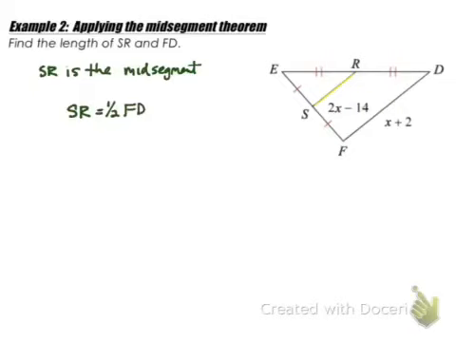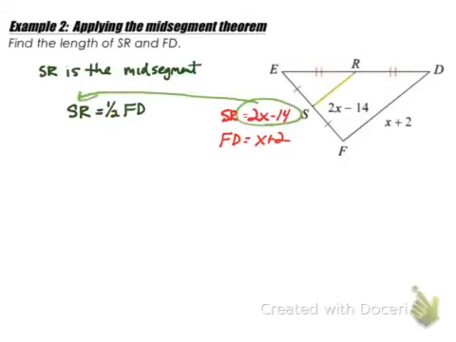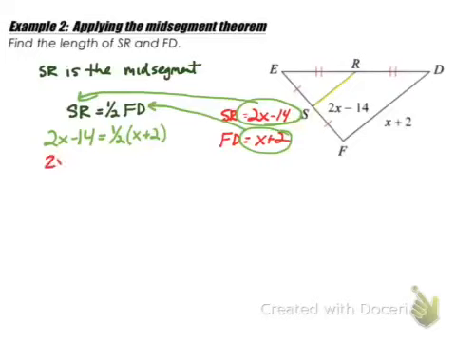Now we can substitute what we know. The length of SR is 2x minus 14. The length of FD is x plus 2. So substitute in our corresponding information. SR becomes 2x minus 14, and that length is equal to half of whatever FD is, so it's one half times x plus 2. Now we kick back to Algebra 1 and distribute the one half to the binomial, so you get one half x plus 1.